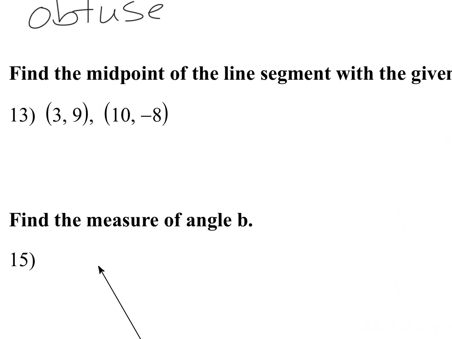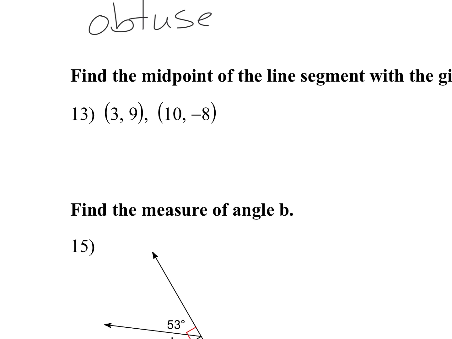Okay, so let's do number 13. We're following that midpoint formula. If it helps, label your x's and your y's. What are my x's? What are my x values? 3 and 10. So we have 3 plus 10 divided by 2. What are my y values? 9 plus a negative 8.